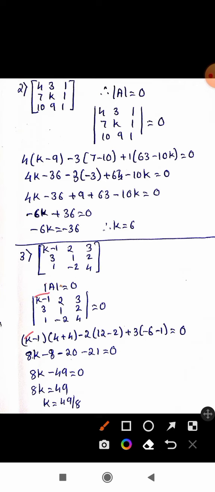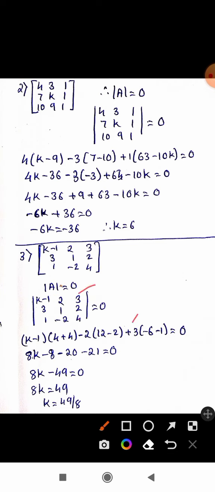K minus 1, close row and column. 1 into 4 is 4. Minus 2 into 2 is minus 2. Take minus 2 into 2 is minus 4. Take plus 4. Change the sign. 2, change the sign and take minus. Close row and column. 3 into 4 is 12. 1 into 2 is 2. Take minus 2.